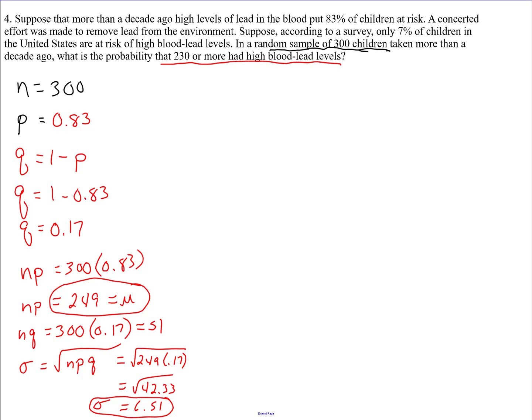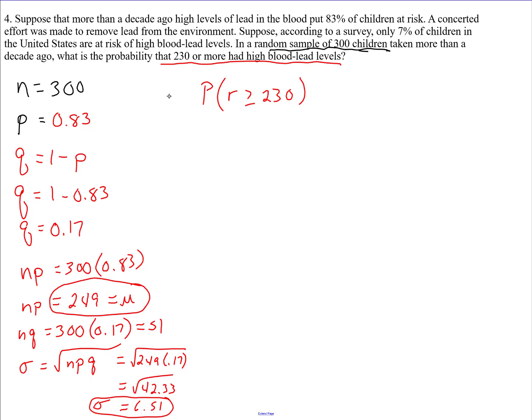So next thing, let's write out the probability we're trying to find. So we're trying to find the probability that 230 or more children had high blood levels, right? So this is going to be the probability that r is greater than or equal to 230. So that means 230 or more. All right, so next thing we need to check, make sure we have equality on this probability. So we have greater than or equal to because it's 230 or more. We're good. So now we can go straight to our continuity correction.